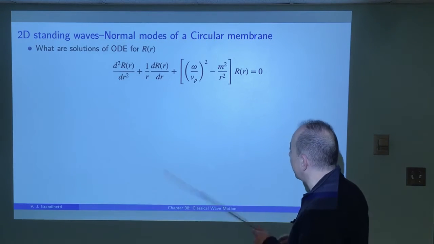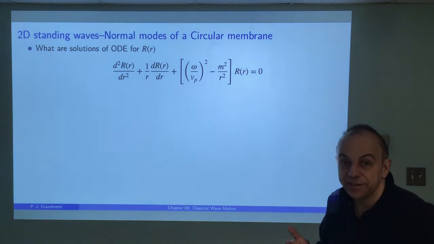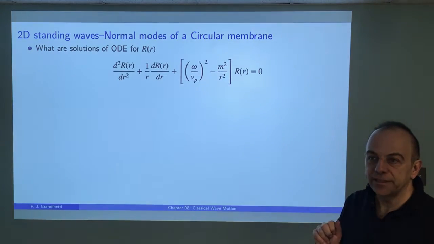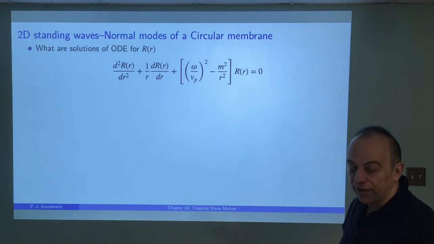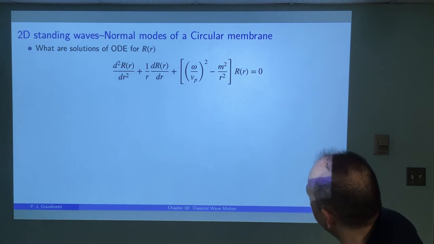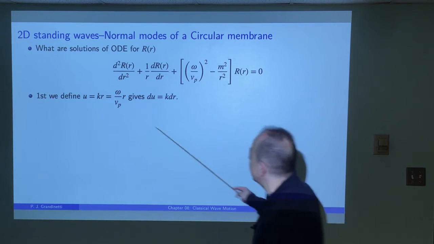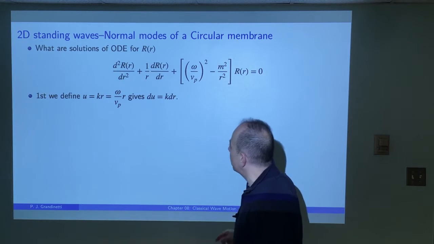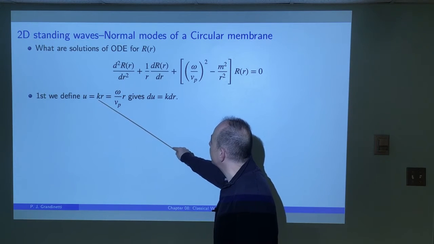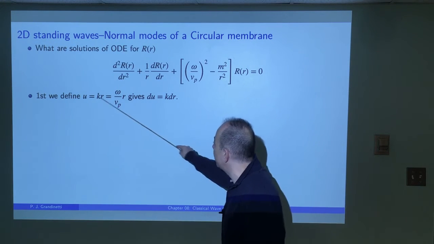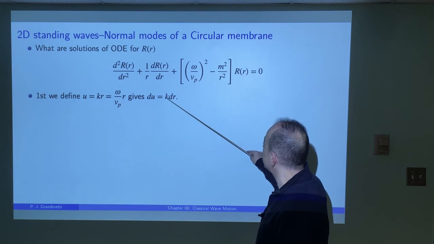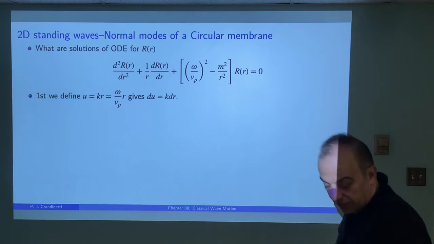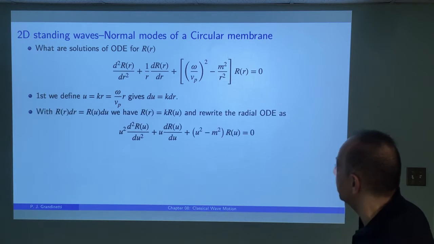So this is the wave equation, and what I'm going to do is a little rearranging of the coordinates here to put it in a form where we can obtain a solution from some previously known solution. First, I'm going to define a new coordinate, u, which is equal to k times r, where k is our wave number, omega over vp. Taking the derivative gives us du equals k dr. That's a fairly straightforward definition.